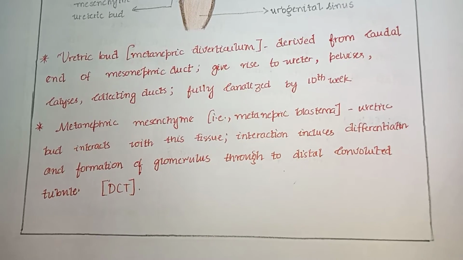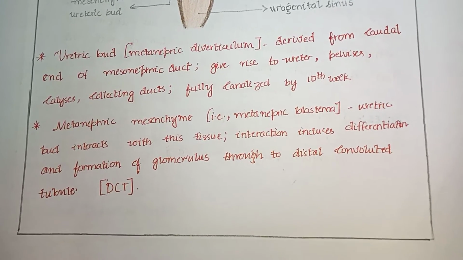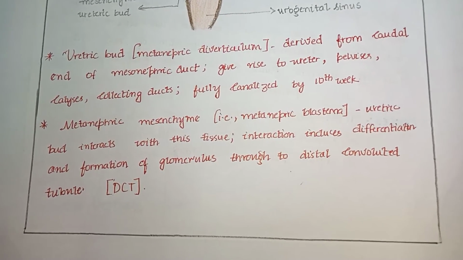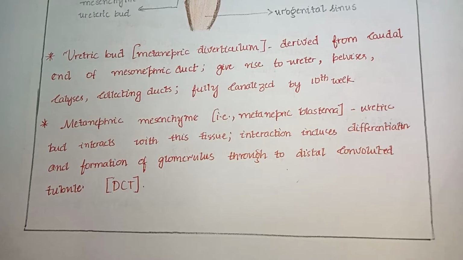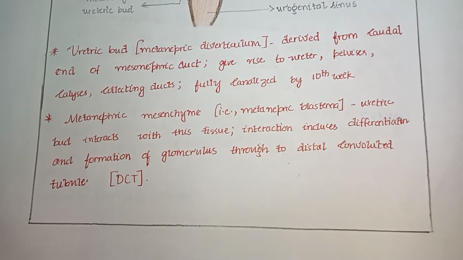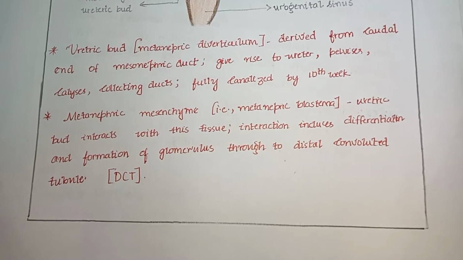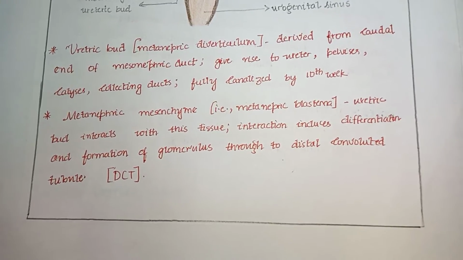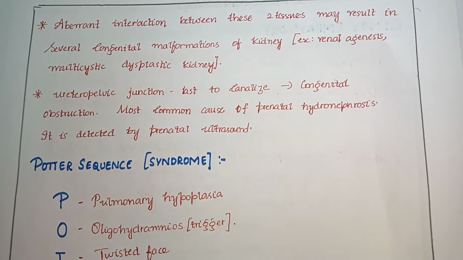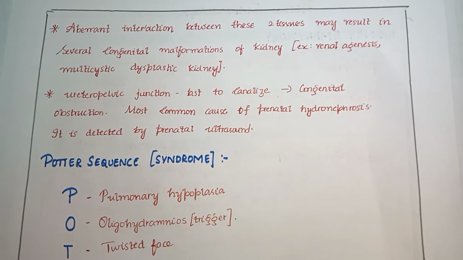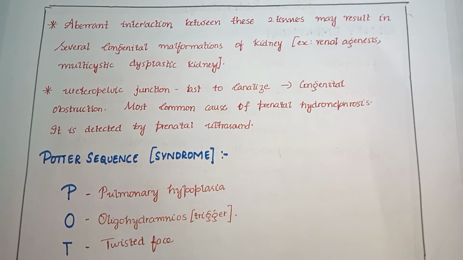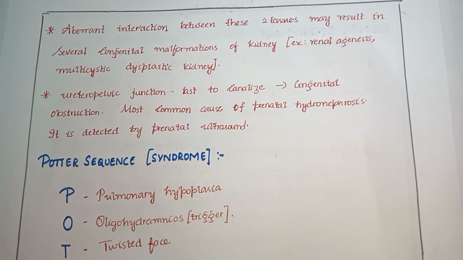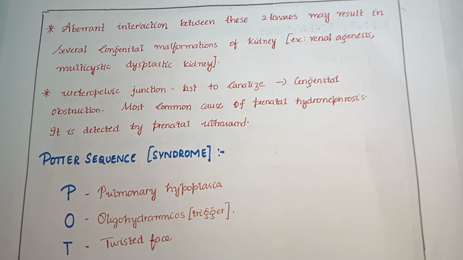Metanephric mesenchyme, that's also called the metanephric blastema. The ureteric bud interacts with this tissue. This interaction induces differentiation and formation of the glomerulus through to the distal convoluted tubule, that is DCT. Aberrant interaction between these two tissues may result in several congenital malformations of the kidney. Example: renal agenesis, multicystic dysplastic kidney.